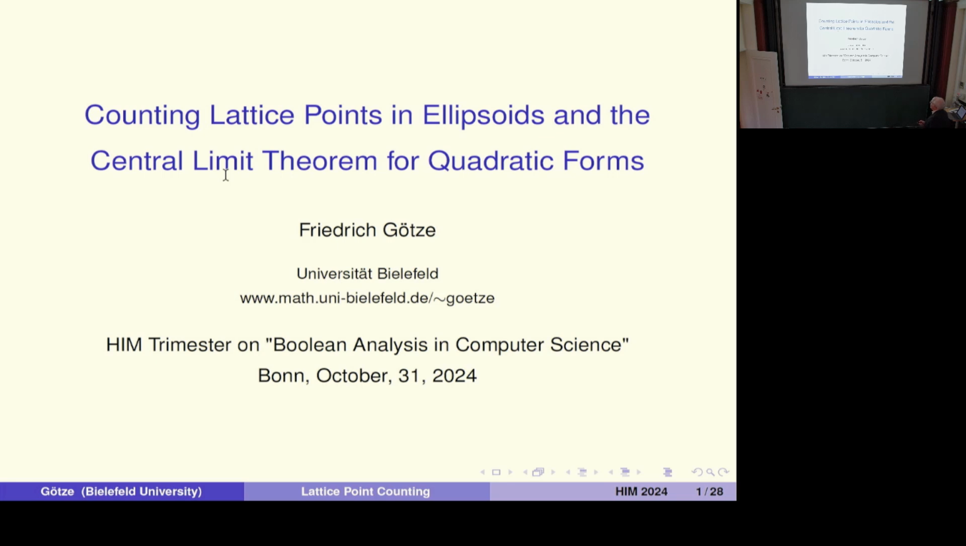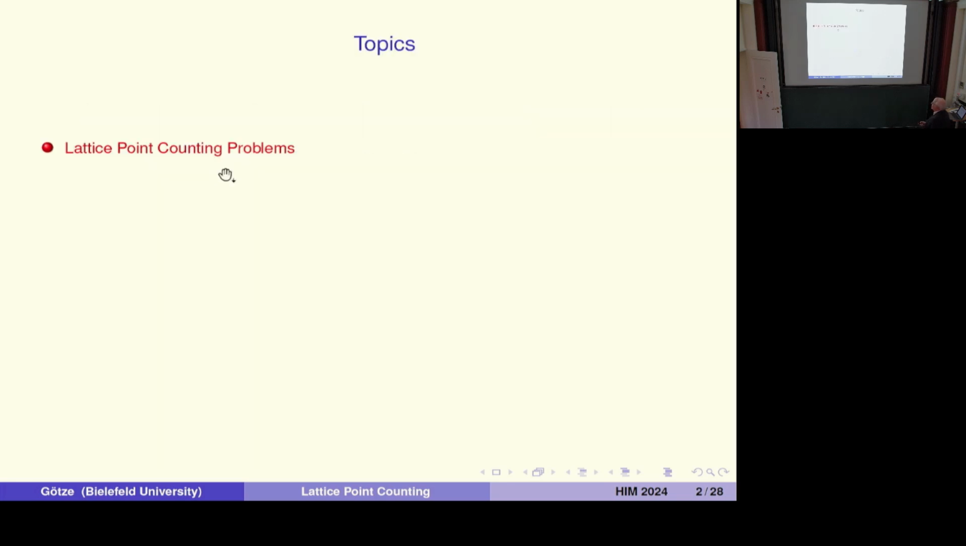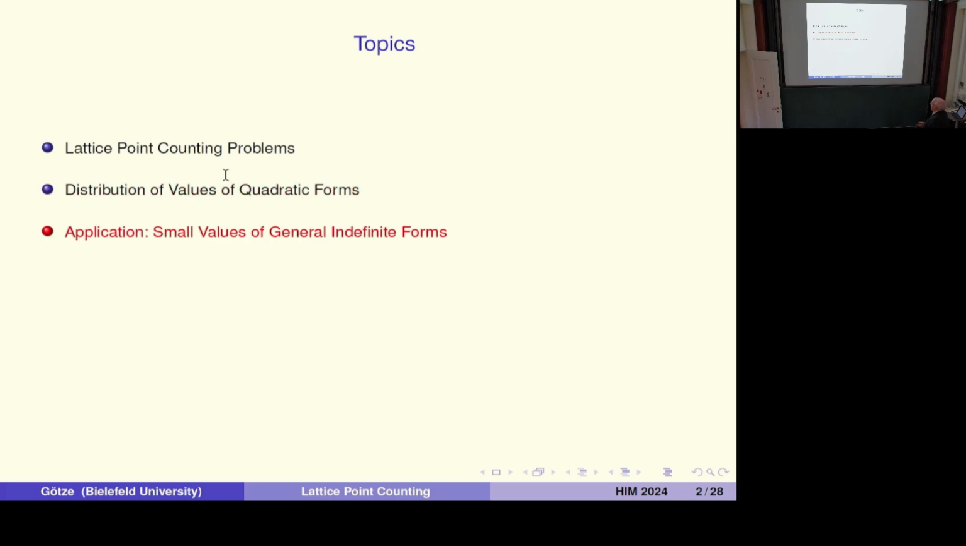theorem for certain sets. So what we will do is, first of all, review some of the very classical problems of the last century in lattice point counting related to the distribution of values of quadratic forms, because we are interested in the number of lattice points in certain parts of hyperbolas and, of course, ellipsoids. And then there's some application which is a traditional hard problem in number theory, that is estimating what is the smallest value for indefinite forms not being zero.